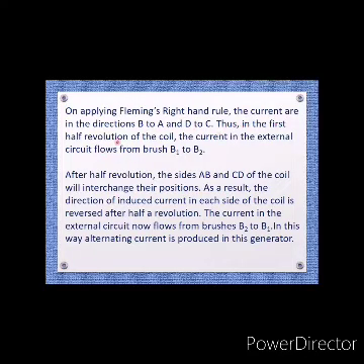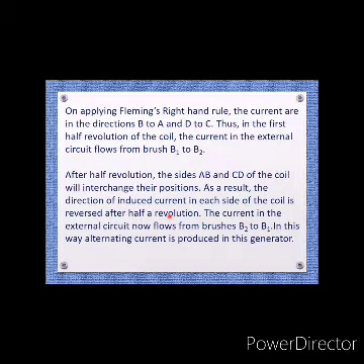Thus, in the first half rotation of the coil, the current in the external circuit flows from the brush B1 to B2. And after the second half rotation, the sides AB and CD of the coil will interchange their position. As a result, the direction of the induced current in each side of the coil is reversed after the half rotation. Remember, here we are studying the AC generator.